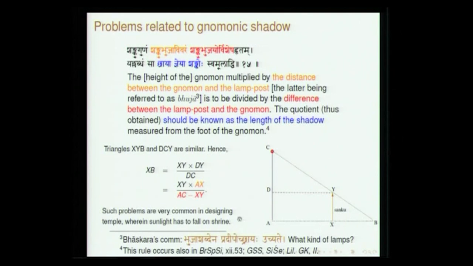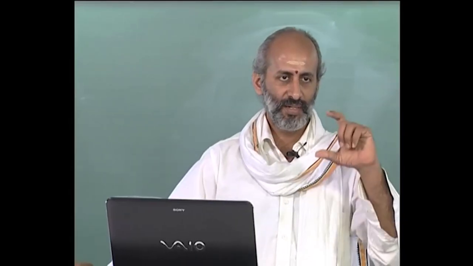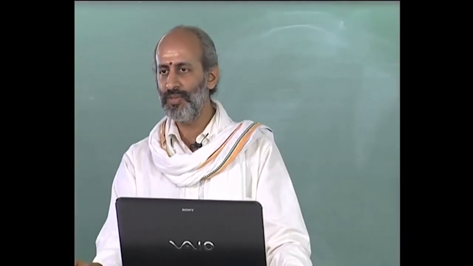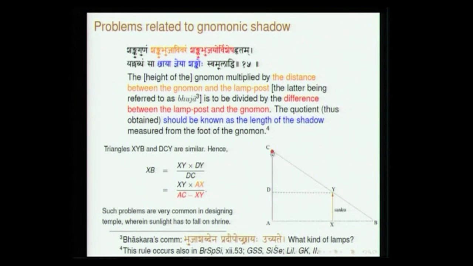What is stated in the verse is Shanku Gunam: Shanku is XY, Guna is multiplication. Shanku Bhuja Vivaram: take the product with the distance of separation AX. Shanku Bhujayor Vishesha Hritam. This word Vishesha normally means speciality, but in the context of mathematical text, many times Vishesha is used to refer to the difference. So Shanku Bhujayor Vishesha is the difference in the heights of Shanku and the Bhuja, which is the lamp post. AC is Bhuja Uchraya, the height of the lamp post, and XY is Shanku. Hritam is division. Yal Labdham, whatever you obtain is Sat Chaya Jneya Shankoho.